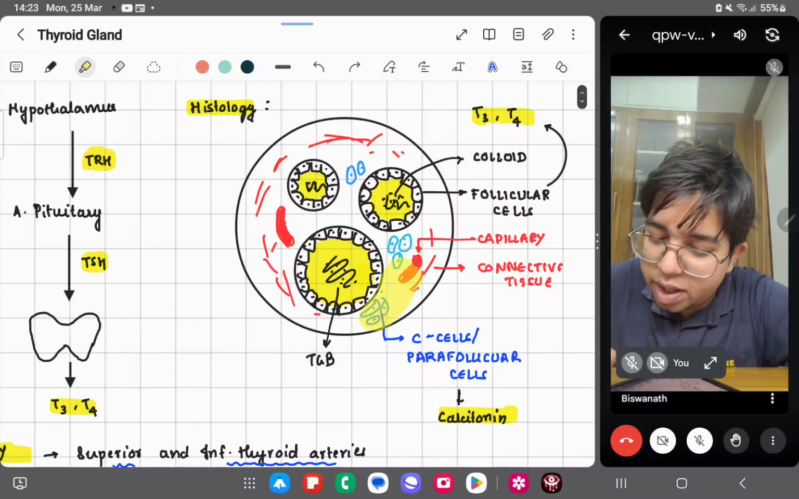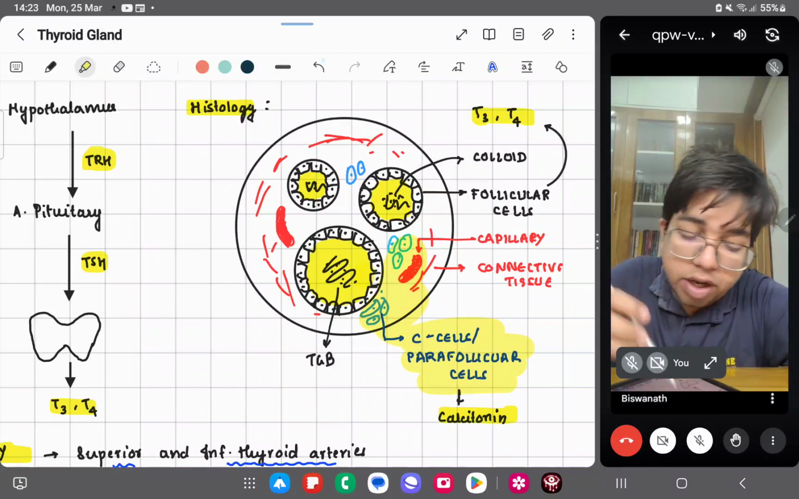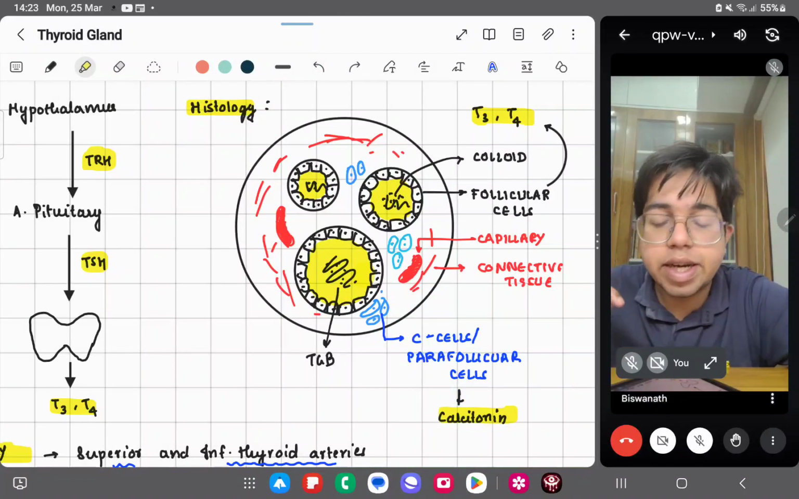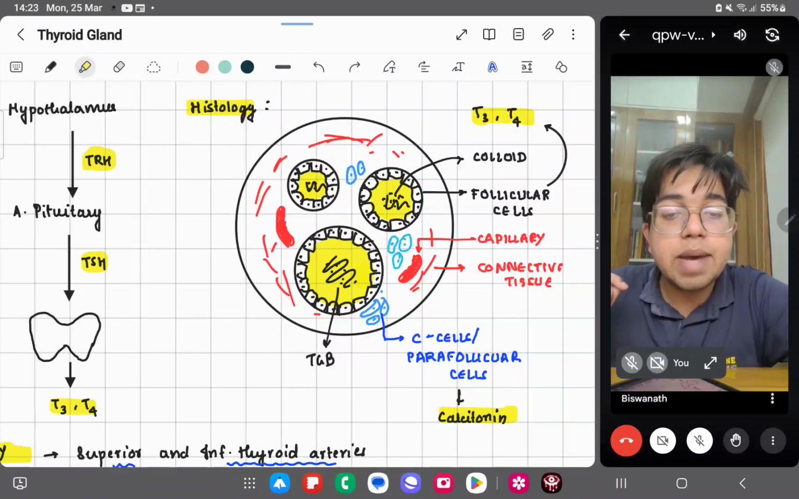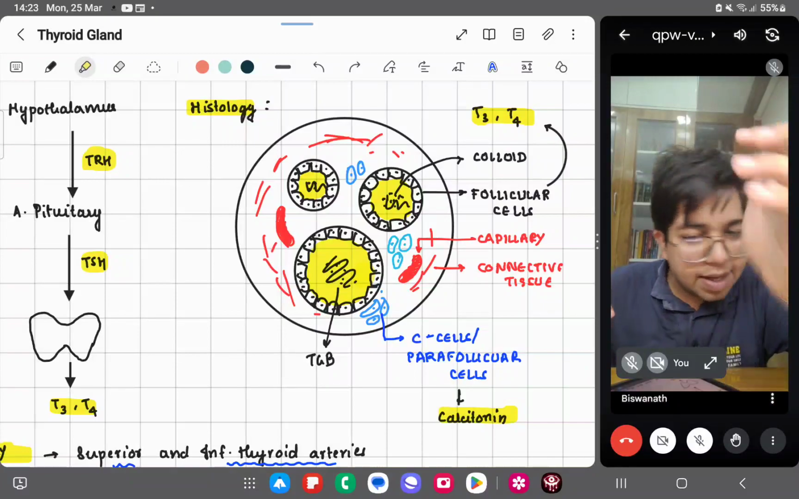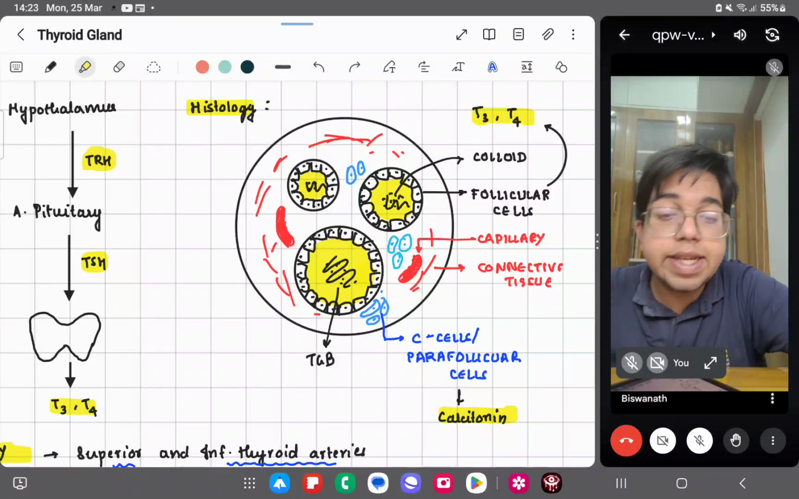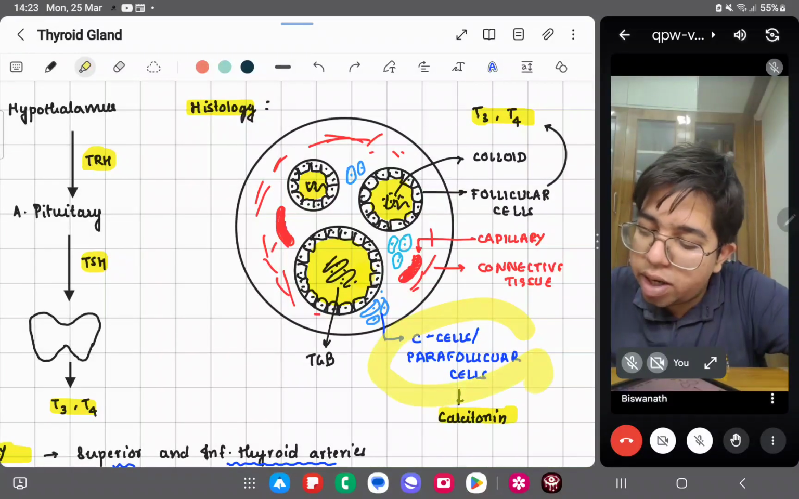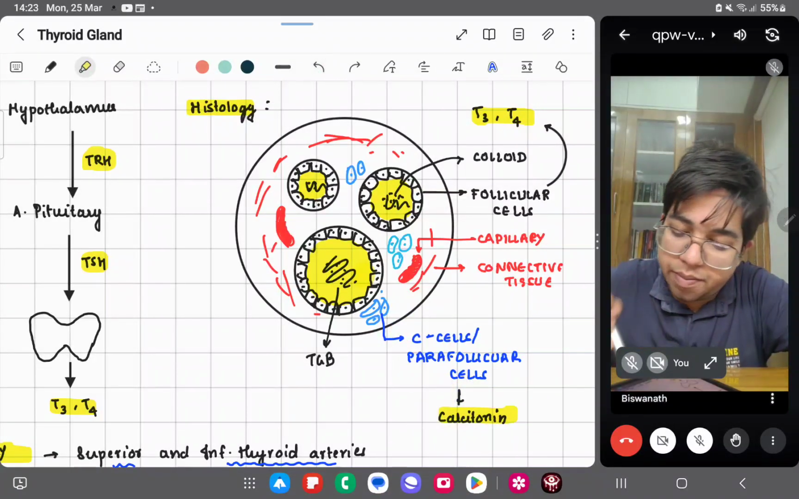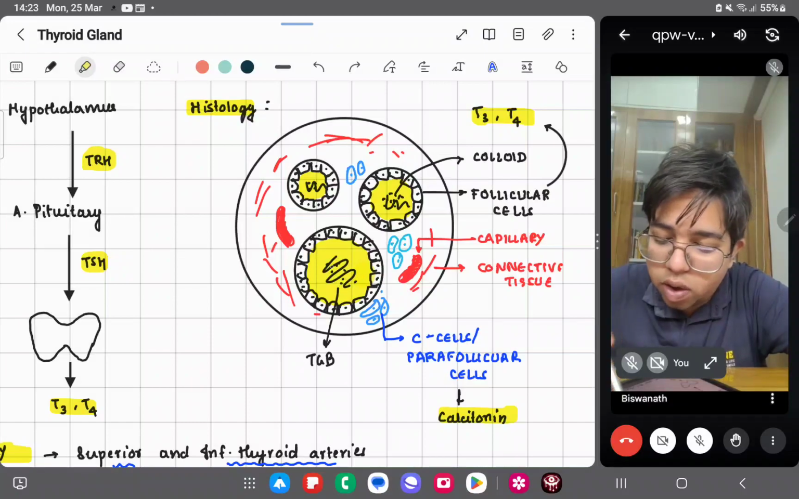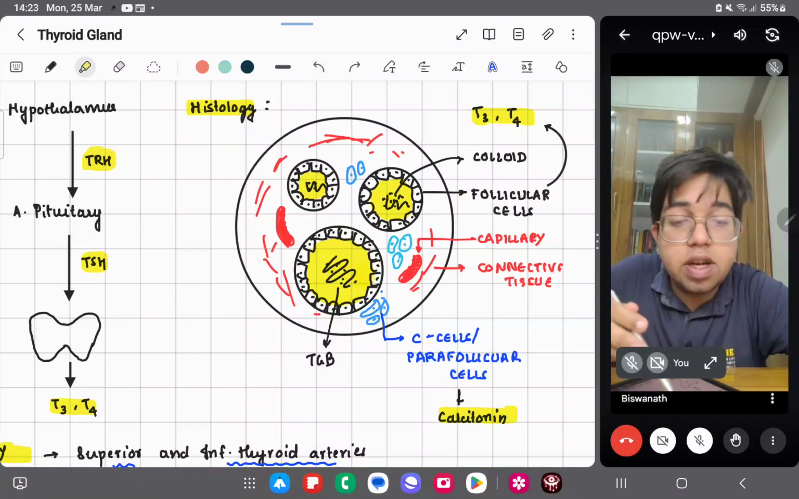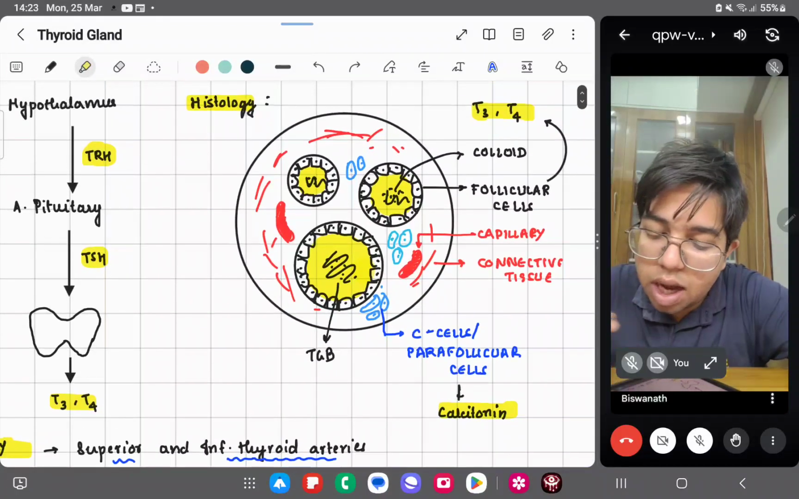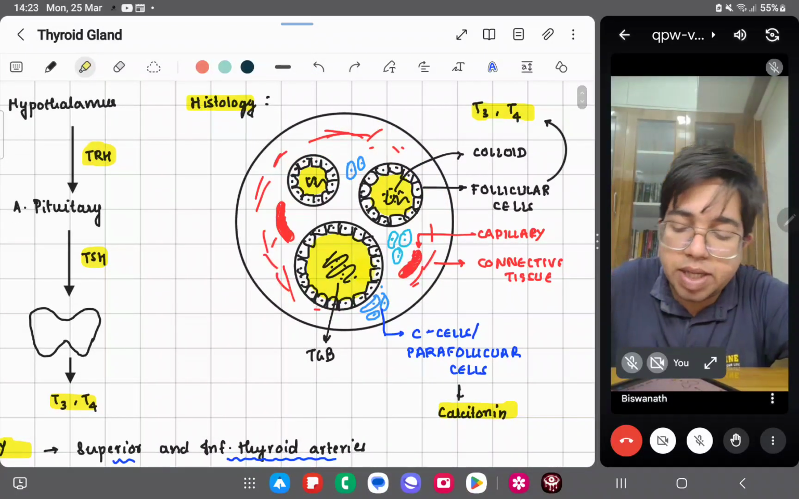In between them, we have the C cells or parafollicular cells, which secrete calcitonin. People make a mistake thinking that the parathyroid gland secretes calcitonin. This is false. It is the C cells, the parafollicular cells, not the parathyroid gland. And here in the colloid, we have something called TBG, thyroid binding globulin, and the connective tissue or stroma is present here.